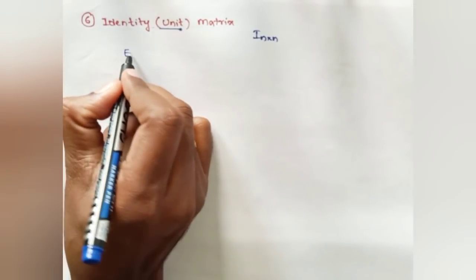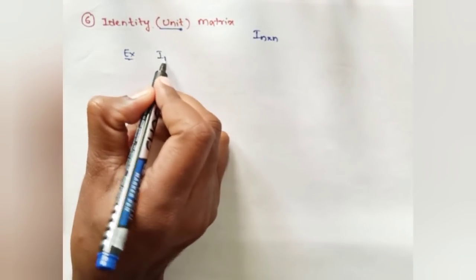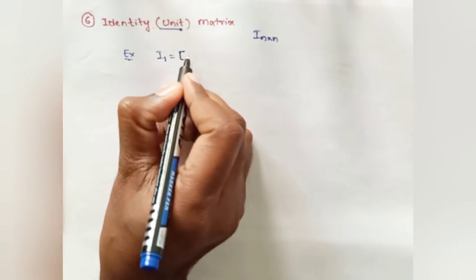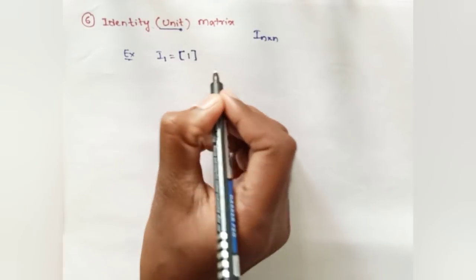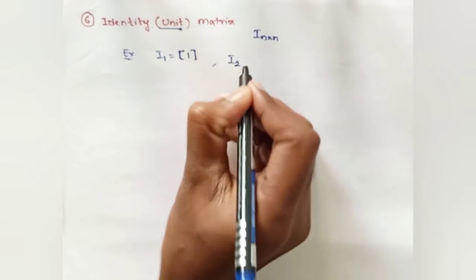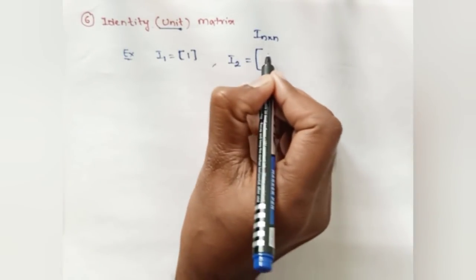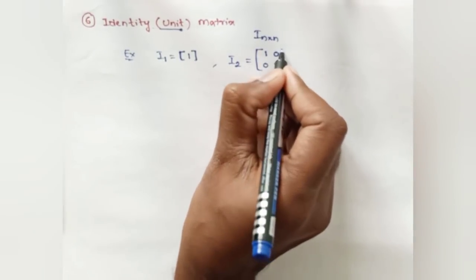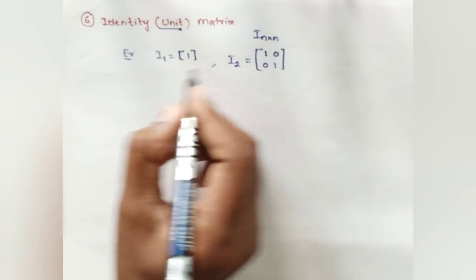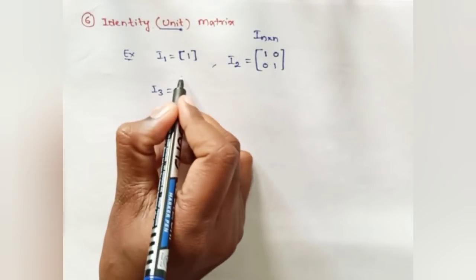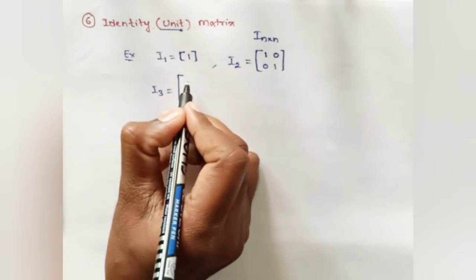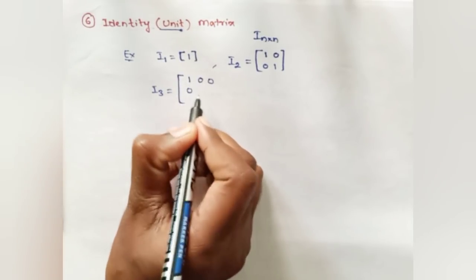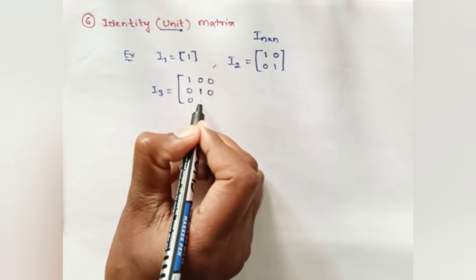Now for example, we can write I1, an identity matrix of order 1, so that contains only one element. And the identity matrix of order 2 is like this. See, the principal diagonal elements are equal to 1. And I3 means it is a 3 by 3 matrix. So the principal diagonal elements are 1, and the others are 0, 0, 1.